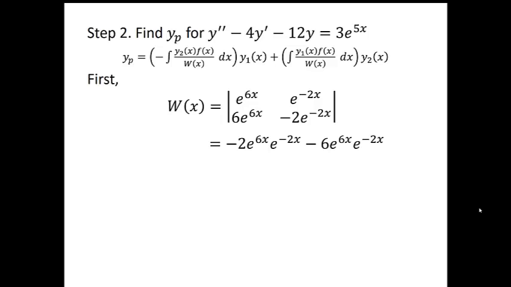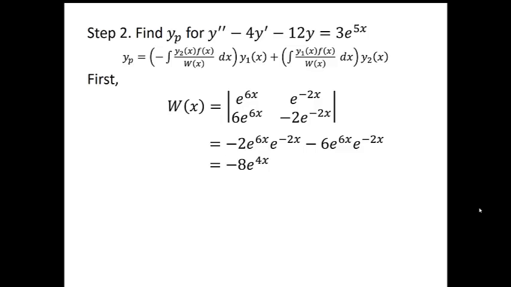We compute that determinant: e to the 6x times negative 2 e to the minus 2x, minus e to the minus 2x times 6 e to the 6x. So we're going to add exponents and clean it up, and our Wronskian is going to simplify to negative 8 e to the 4x.